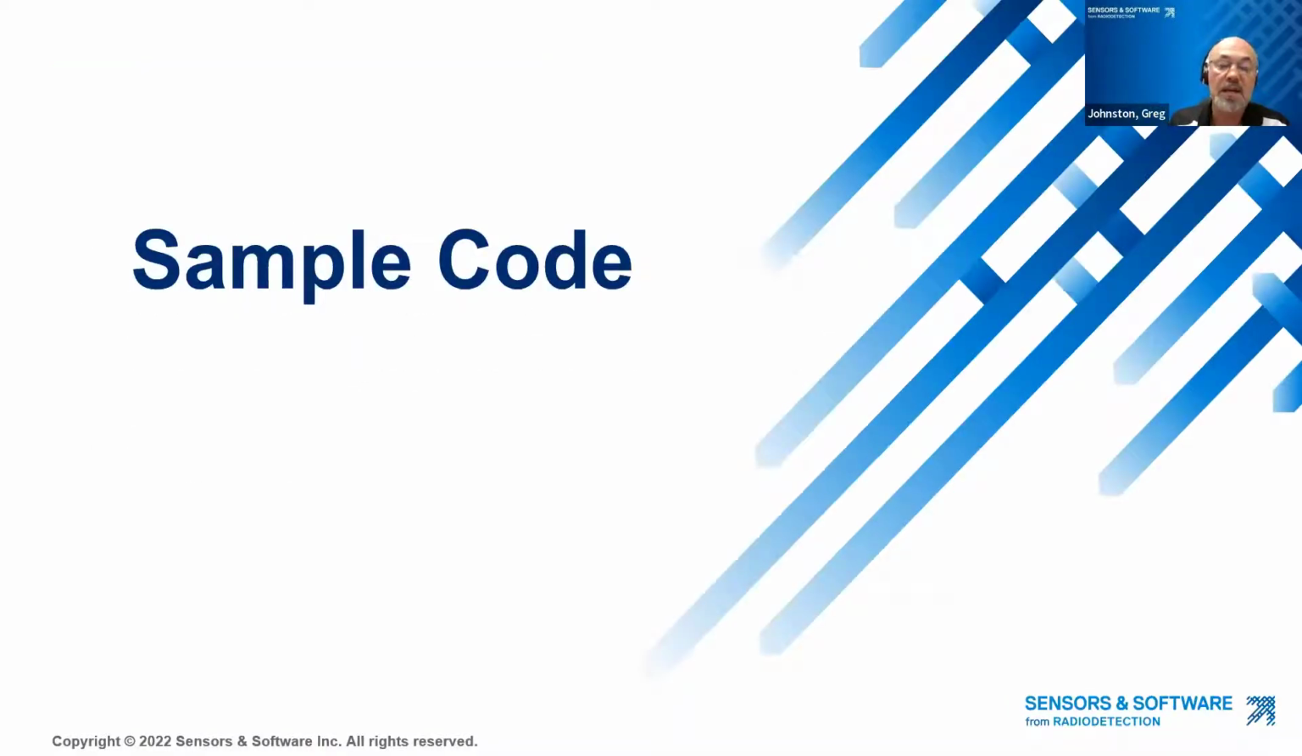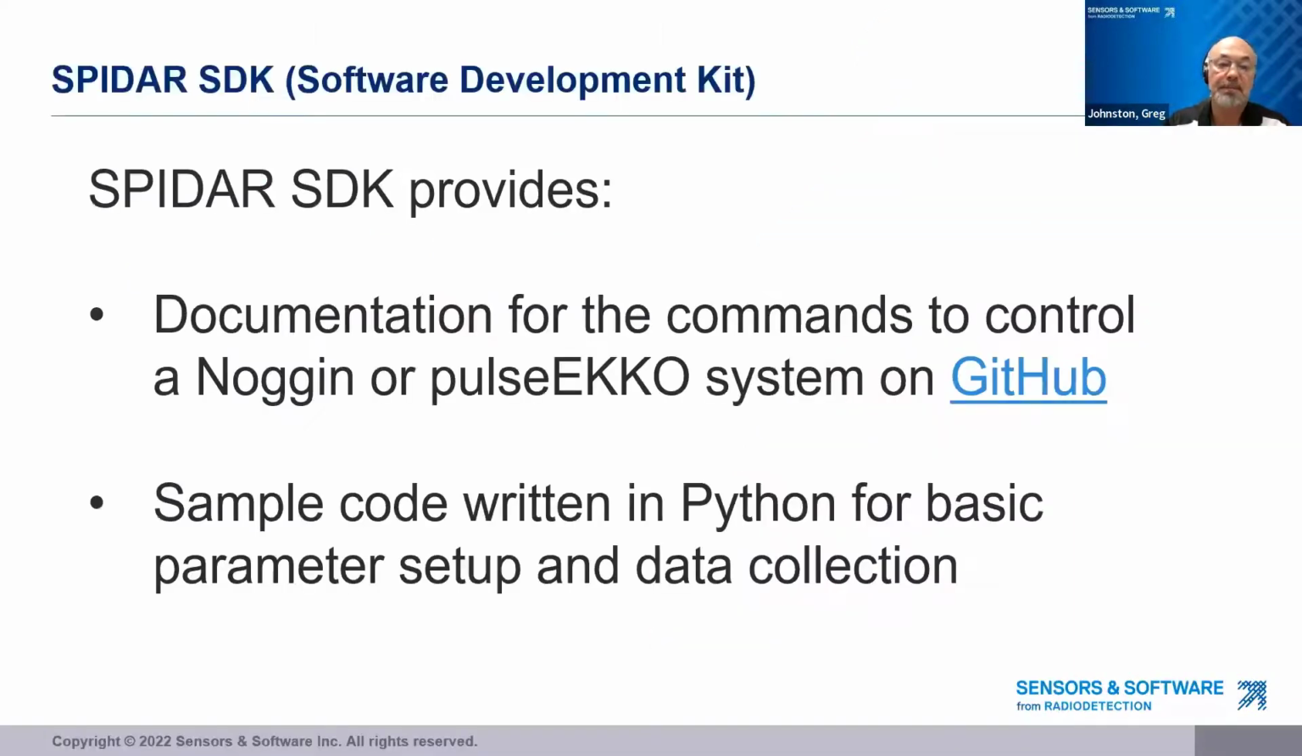SPIDAR SDK comes with sample code to get you started. We have documentation for all the commands to control a noggin or pulse echo system, and these are on GitHub. We also have sample code written in Python for basic parameter setup and data collection, so it gives you a place to start. The sample code is written in Python, but the data acquisition program that you write can use any programming language and any operating system for that matter.